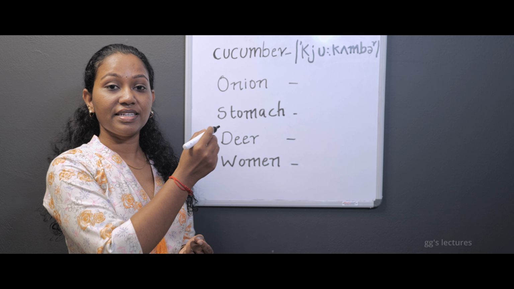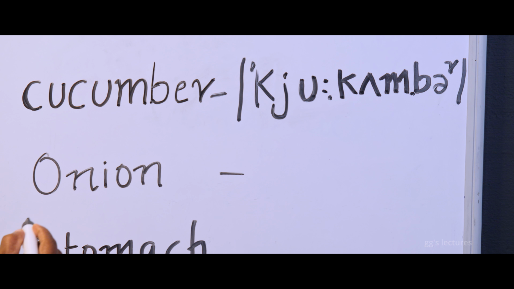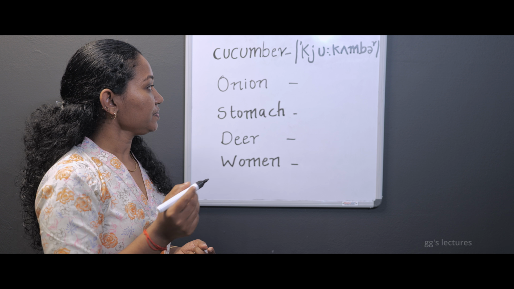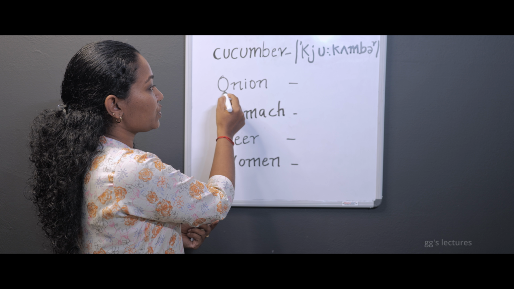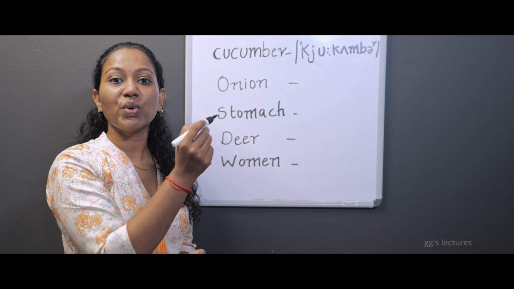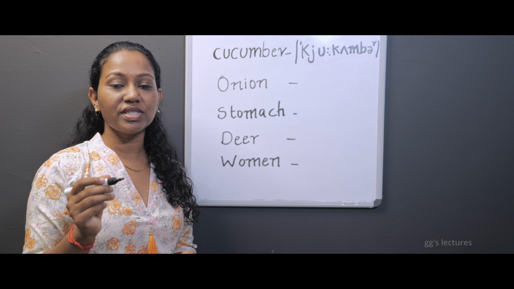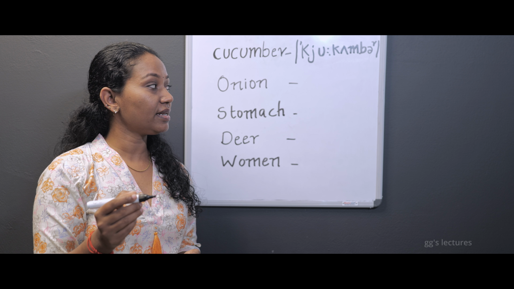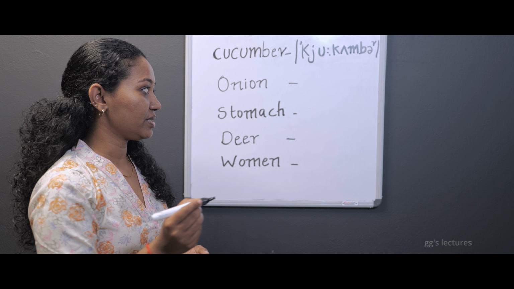Now let's dive into the second word. You can see the word O-N-I-O-N. Again, it's the name of a vegetable. So the word starts with O and we wrongly say it as onion. So it's wrong to say it that way. Now let's transcribe the word and see how many syllables and where to put the stress.